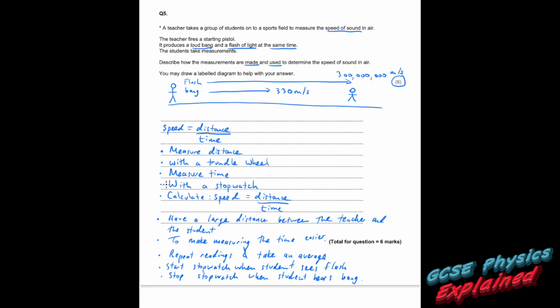One, 2, 3, 4, 5, 6, 7, 8, 9, 10. So there's 10 different ways that you can answer it there, just for 6 marks. But I would probably be using those first 6, because they're the easiest to remember.